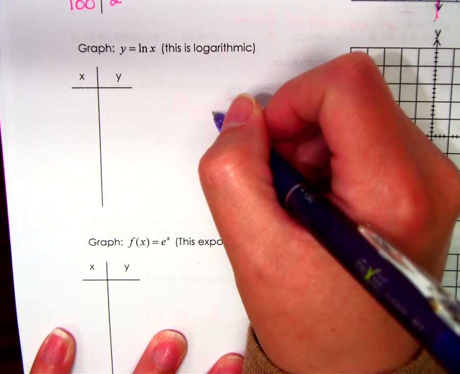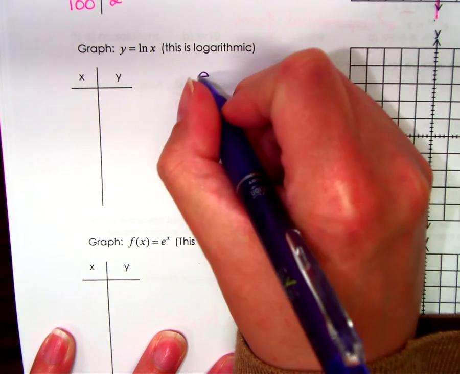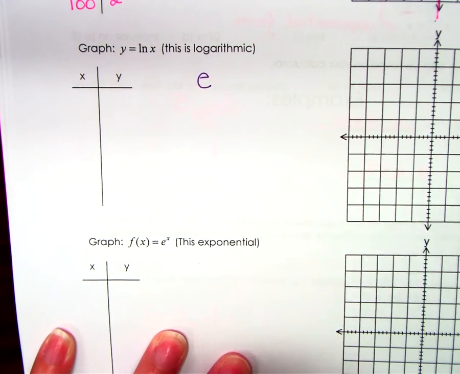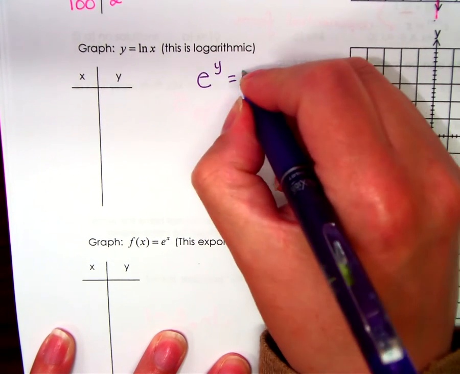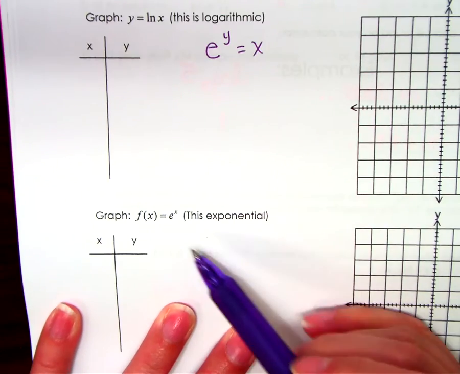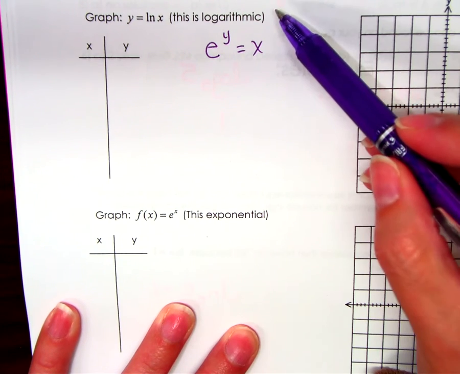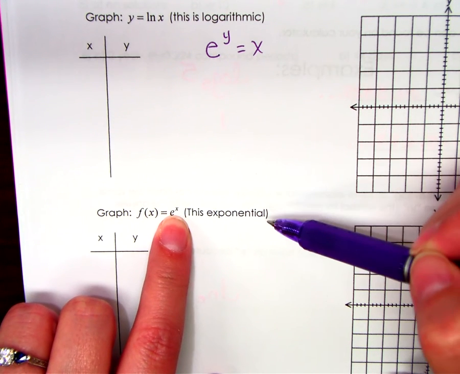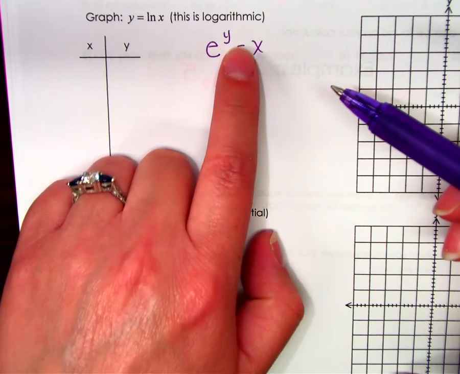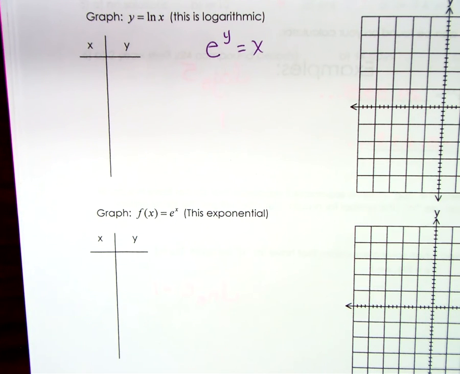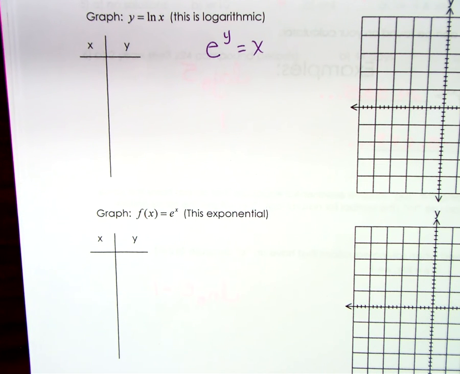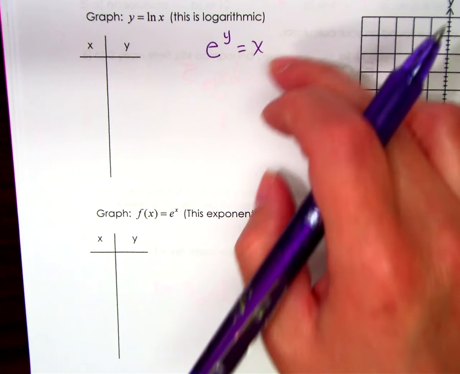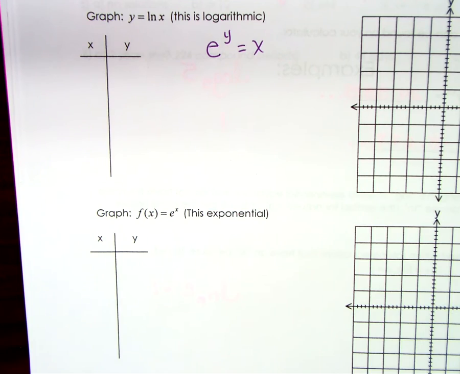What's the base on ln? E. What's the exponent? Y. And that's equal to x. So the big difference between this one and this one is that this exponent is x, so that makes it exponential, and this one, the exponent is y, which makes it logarithmic. Okay? This is exponential form of a logarithmic equation. So what do we pick in this one?